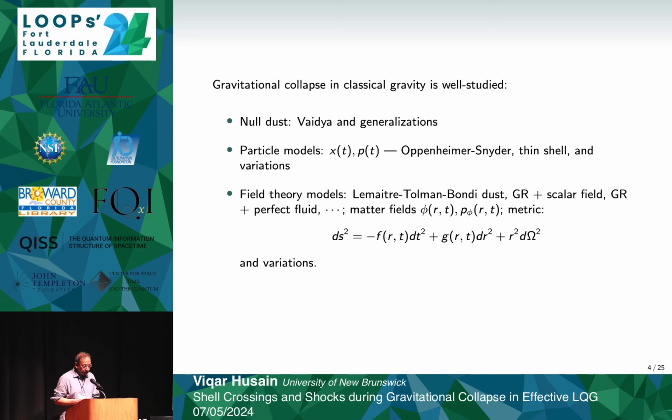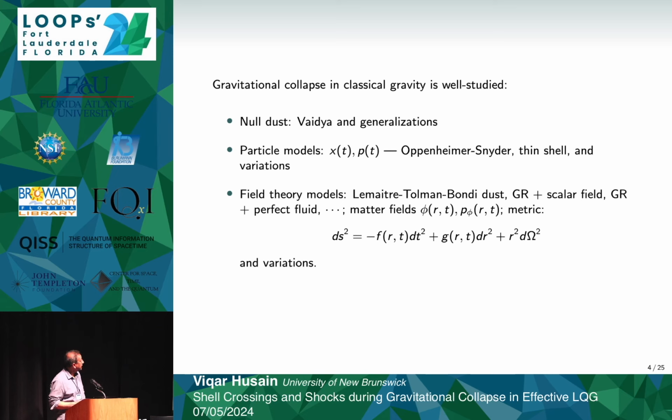Okay, so beginning with gravitational collapse in classical gravity, there are several different well understood collapse models, starting with null dust, Vaidya, and its generalizations, among the first that were ever found. And then there are various particle physics models. And the particle physics models are generally Oppenheimer-Snyder, thin shells, and various variations of them and their quantization.